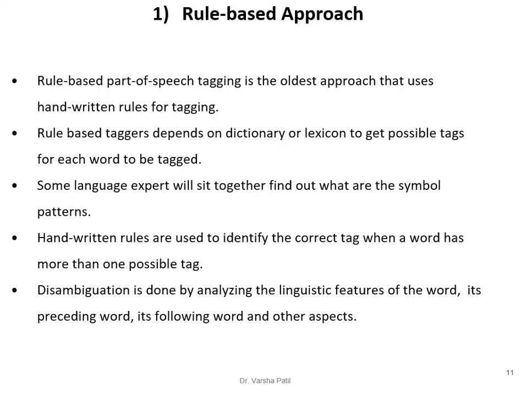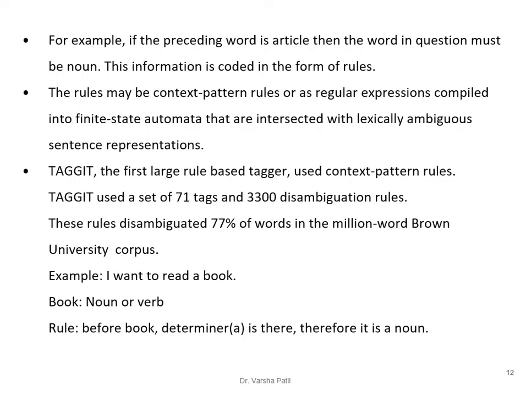Handwritten rules are used to identify the correct tag when a word has more than one possible tag. Disambiguation is done by analyzing the linguistic features of the word, its preceding word, its following word, and other aspects. So here a rule is applied, and according to the rule, disambiguation is done. For example, if the preceding word is an article, then the word in question must be a noun. This information is coded in the form of rules.